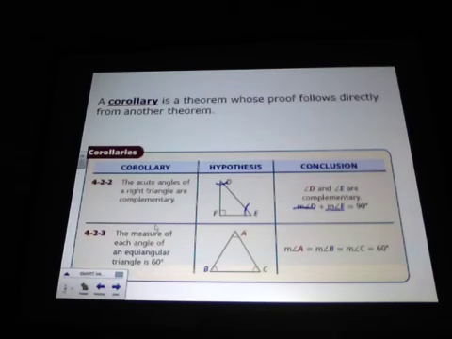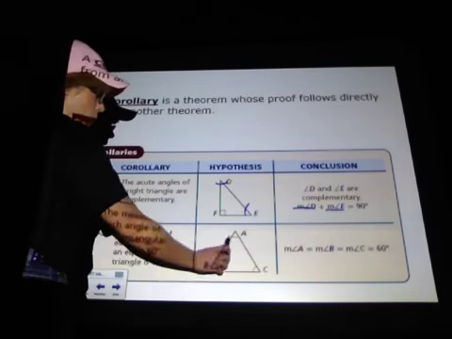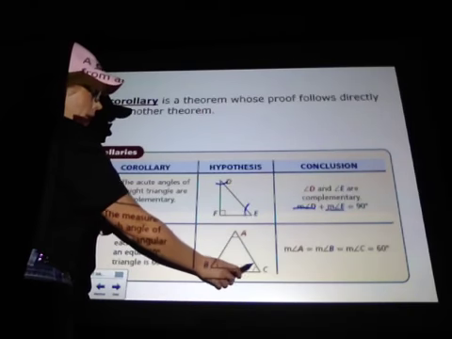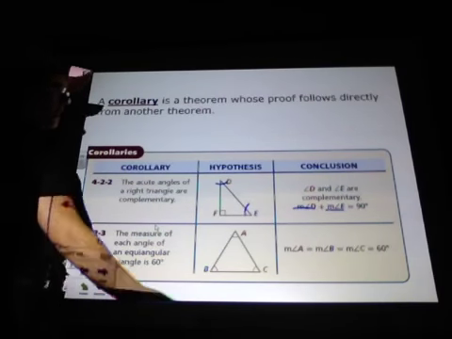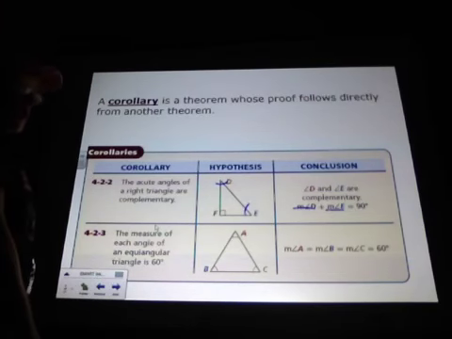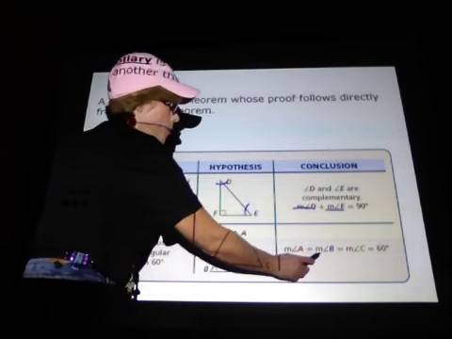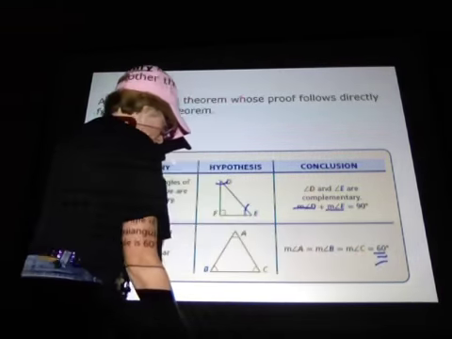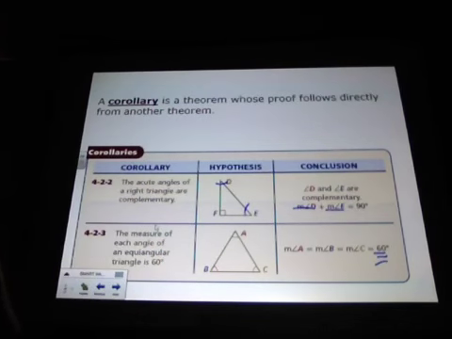And then the second corollary here is letting you know if we have an equiangular triangle, which means all angles are congruent, then the sum of those three angles has to equal 180 degrees. Therefore, all their measurements have to be 60 degrees.